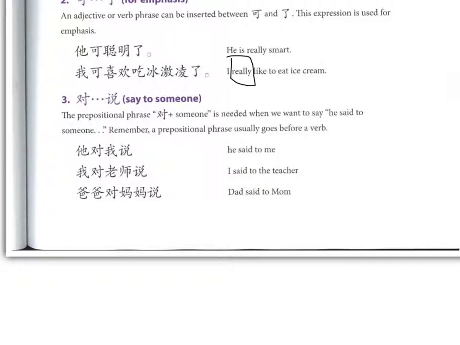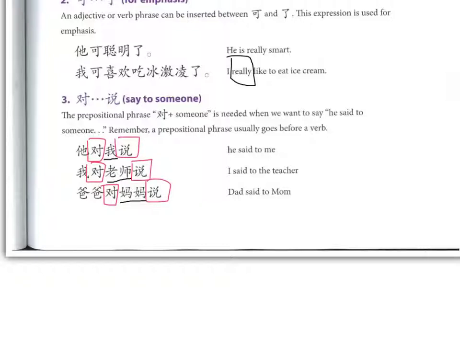In Chinese, they use 对某人说. Right in the middle here is where you put the person that is being spoken to. Me is being spoken to here, teacher is being spoken to here, and Mom is being spoken to here. And that individual that's being spoken to goes in between the 对 and the 说. So 我 here, 老师 here, and 妈妈 here appear in between the 对 and 说.